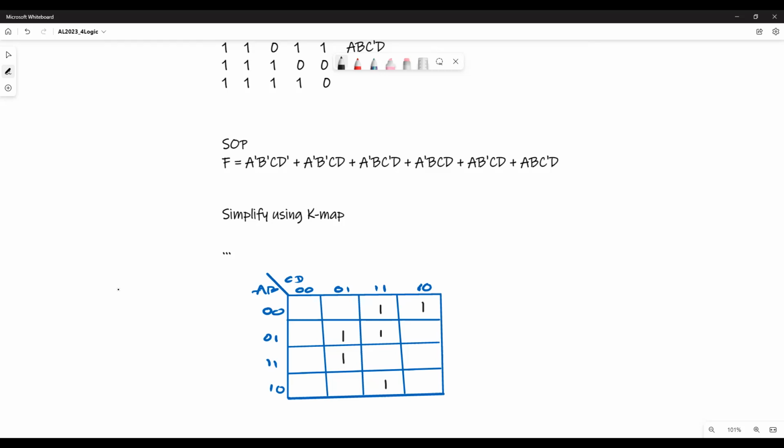Okay, simplify and send me the answer. How many groups are we getting? I got the answer from Kanta. Now let's group them.